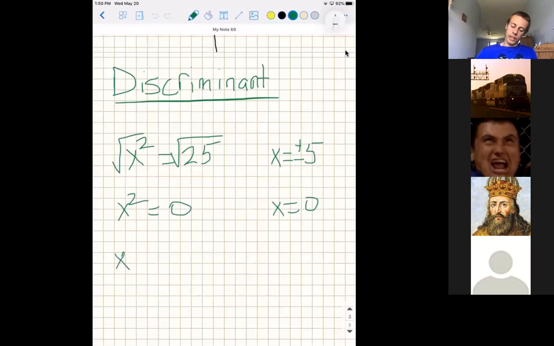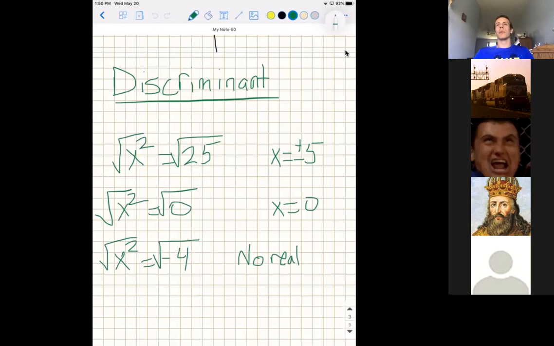Because you take the square root of both sides and you get 0. What if we said x squared equals -4? There is no solution, because when you take the square root, you would have the square root of a negative. We would say there are no real solutions. You can't give me a number. I dare you to come up with a number times itself that gets you -4.